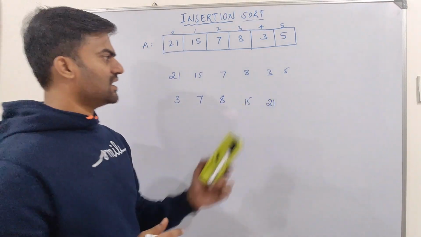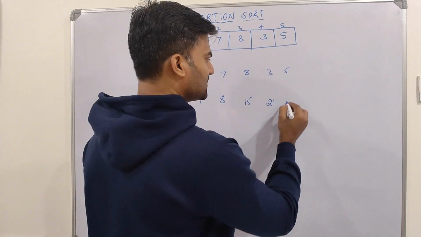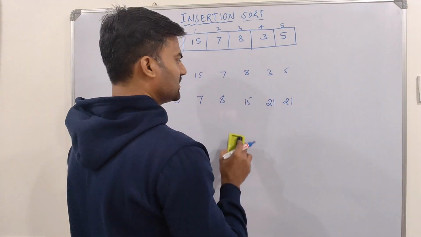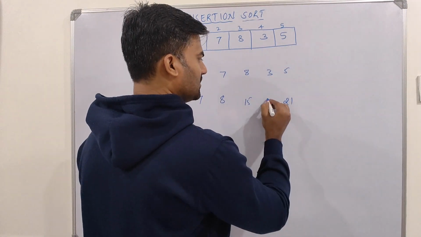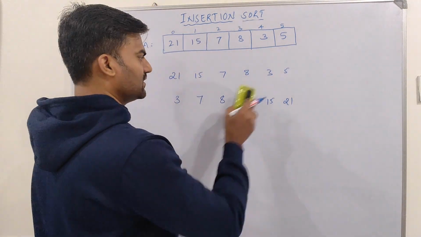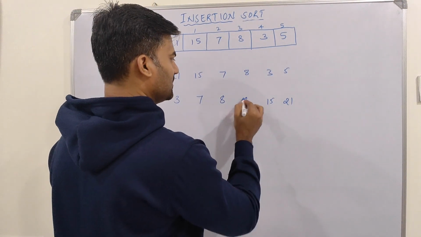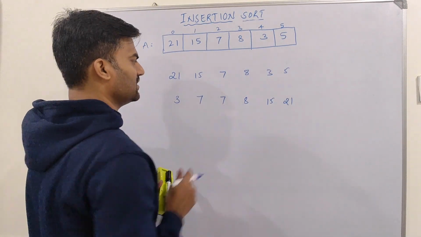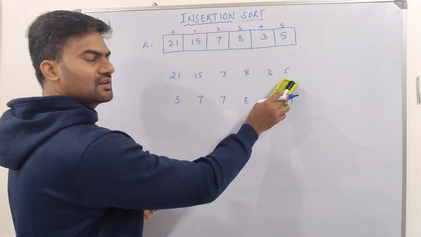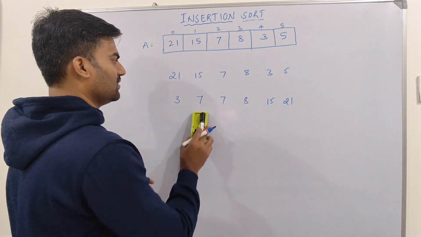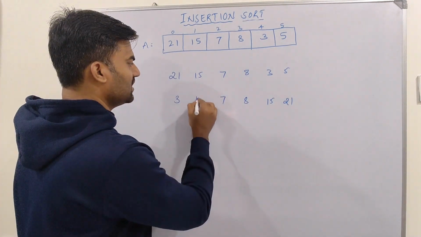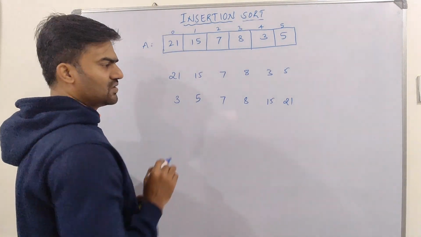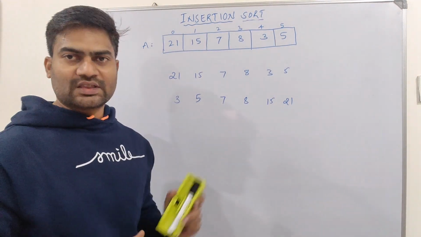Okay, so next, the last element, 5. 21 is still greater, so I'll shift 21. 15 is still greater, so I'll shift 15. 8 is still greater, so I'll shift 8. 7 is still greater than 5, so I will shift 7. 3 is less than 5, so here I will stop, and in the next position I will simply place my 5 here. So this is how we get the sorted elements at the end of all the iterations.